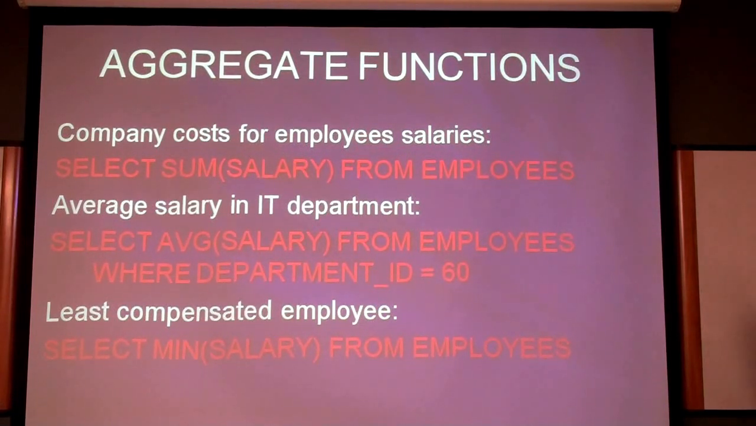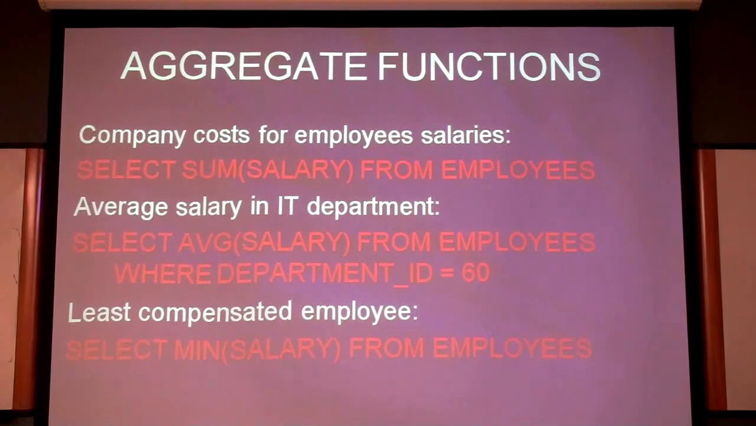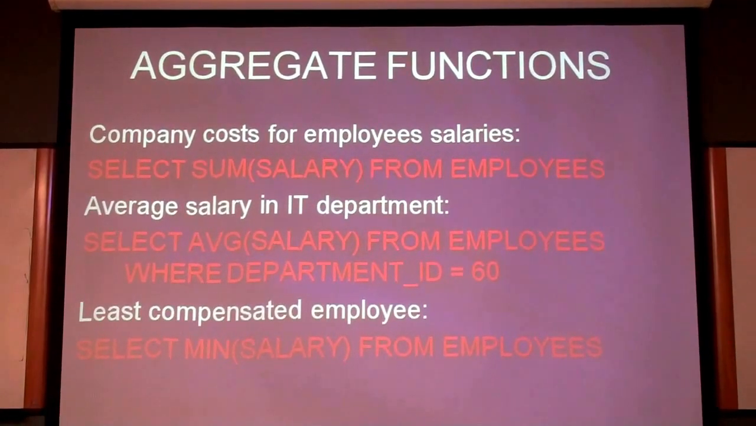It's pretty much like an Excel spreadsheet. You get the sum across a given column. If you execute this statement, you'll get something like 600,000, right? That's the amount of money the company burns on salary. If you'd like to know the average salary in a specific department, this is the statement for that. You say select average salary from employees where department ID equals 60, and then you'll get the average salary for that department.